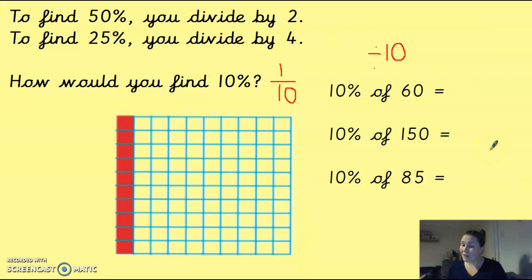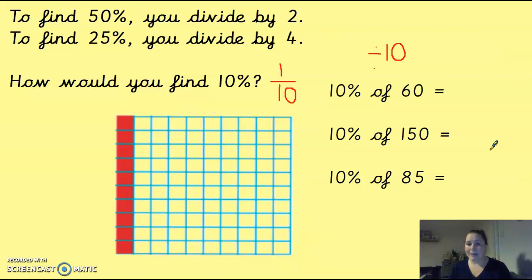Okay, so to find 10% of something, you divide by 10. With that in mind, have a go at these 3 questions. So 10% of 60, 10% of 150, 10% of 85. Pause and come back for the answers.